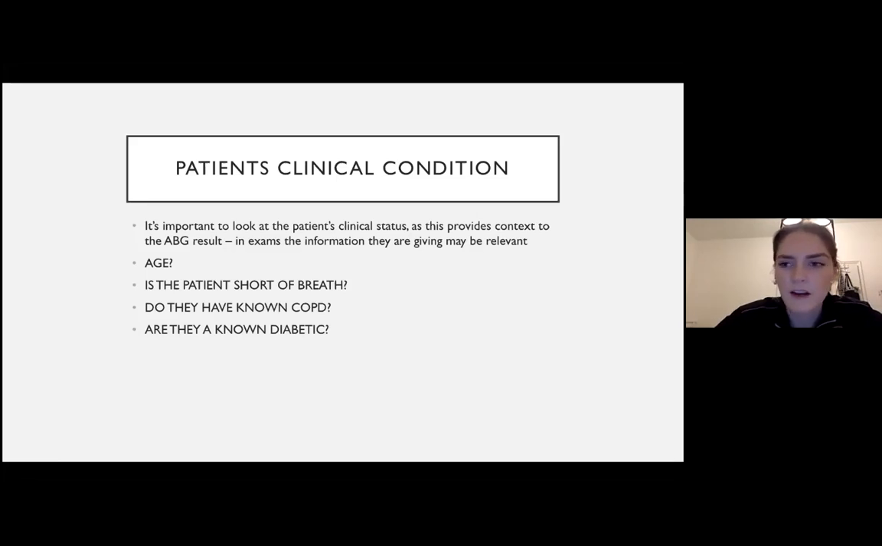Another one they love is that anxiety can cause changes in ABG. So they might say a 19-year-old medical student presents to A&E, it's the week of their finals, they're very anxious, and that's a little tip to look for. Always make sure you look at the clinical condition, don't just jump straight to the ABG.